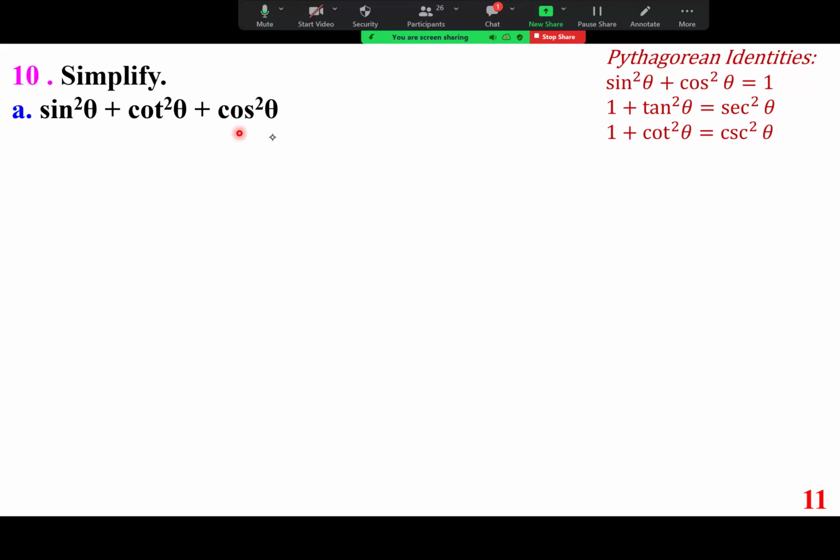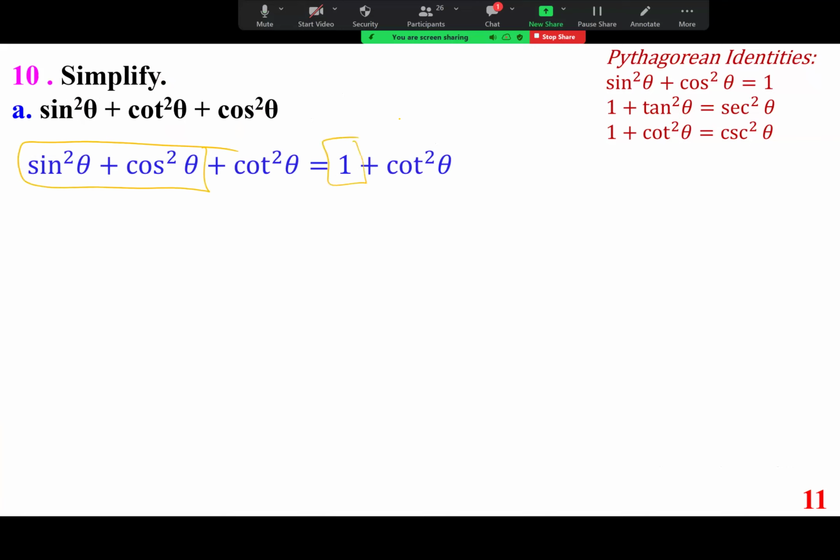Sine squared plus cotangent squared plus cosine squared. We notice this is equal to 1. So we put them next to each other so it becomes clear. This 2 will give us 1 plus cotangent squared. 1 plus cotangent squared is cosecant squared. We are done. So knowing Pythagorean identities, knowing all the identities we've discussed is extremely important to continue.